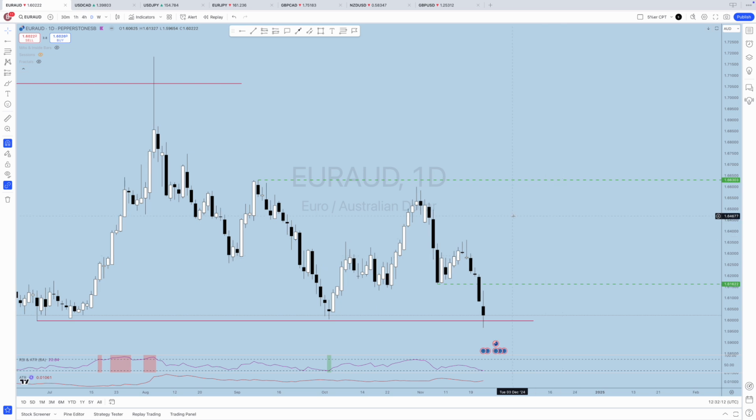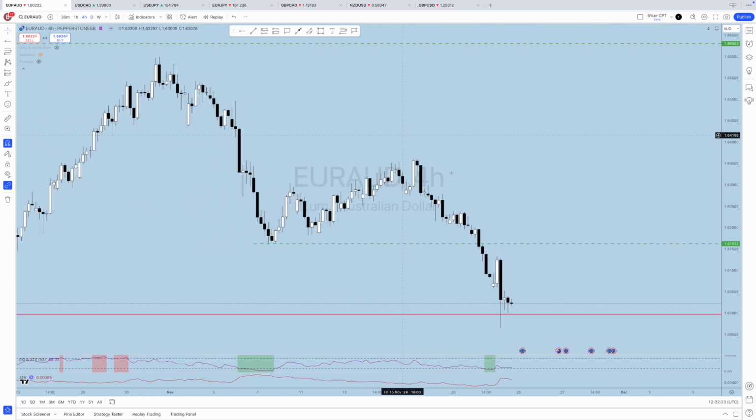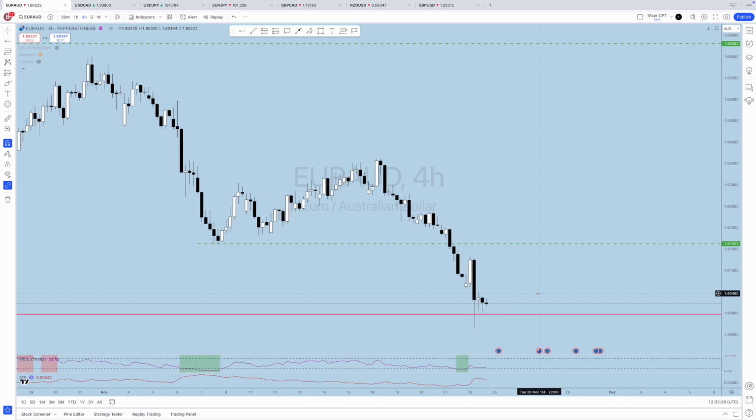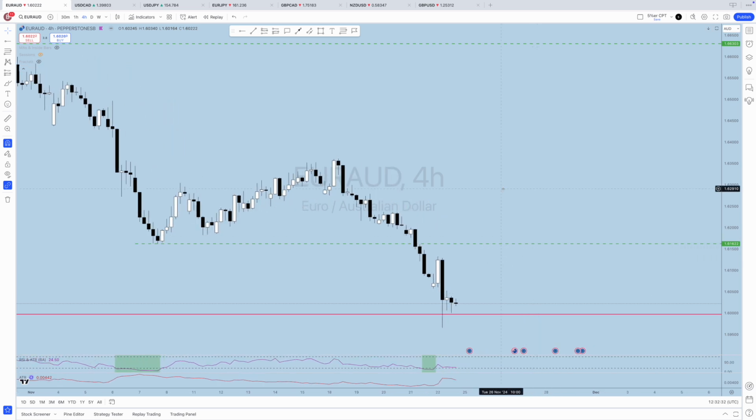Let's go down to the 4 hour to see how I can potentially enter this trade. On the 4 hour, we can see the fake out candle. Price is still in a downtrend on the 4 hour, so I can't really enter at the moment. I can't look for double bottom because RSI wasn't oversold on this fake out candle, so this is not an option.